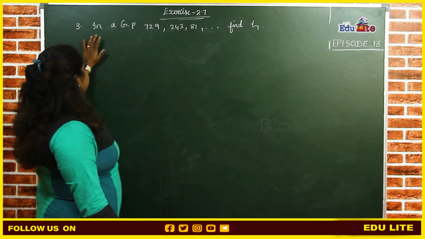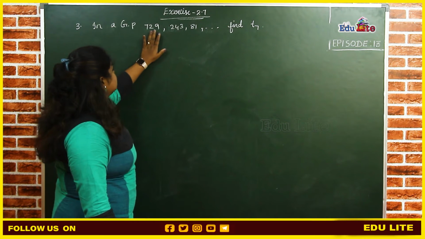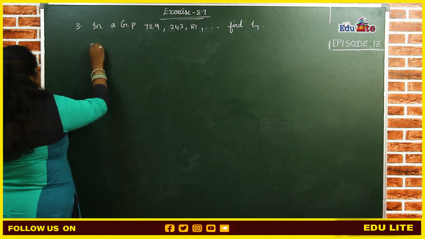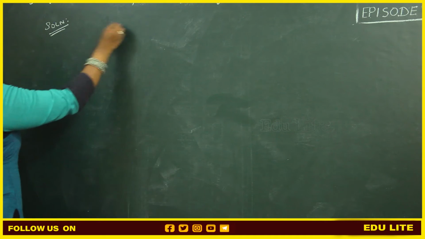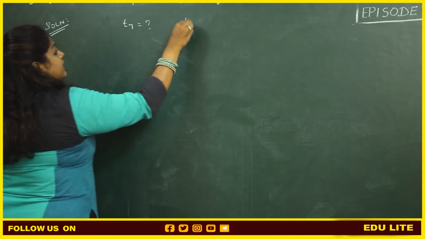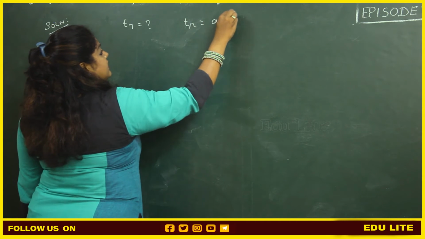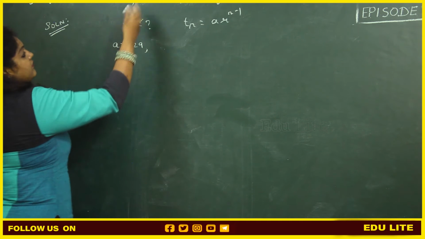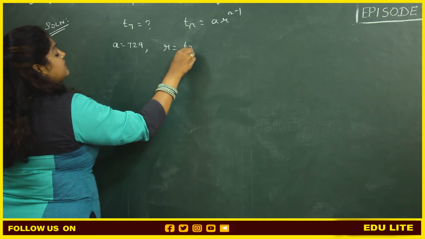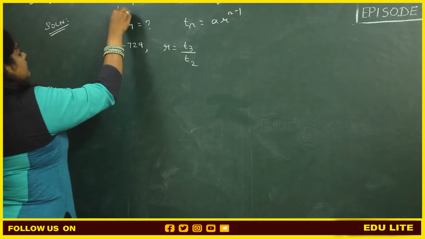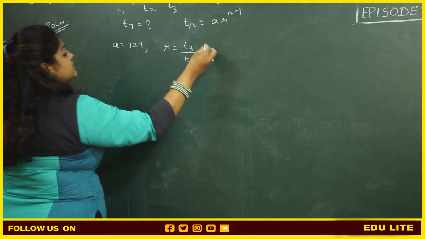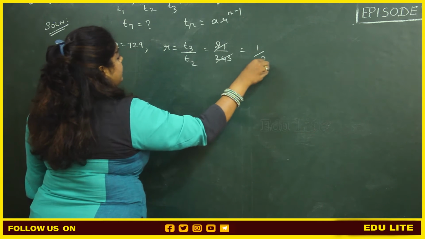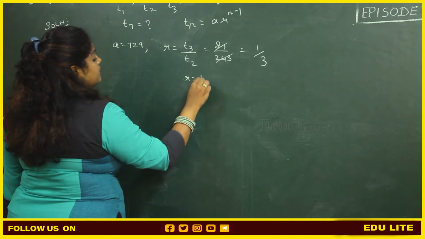In the third problem, we are given the GP sequence 729, 243, 81. We have to find T7, that is the 7th term. Tn value is equal to AR power n minus 1. And we are given the value of A is equal to 729. We can find the value of R by using T3 by T2 or T2 by T1, anything. So T1, T2, T3, which is 81 by 243. Therefore 1 by 3. R is equal to 1 by 3.